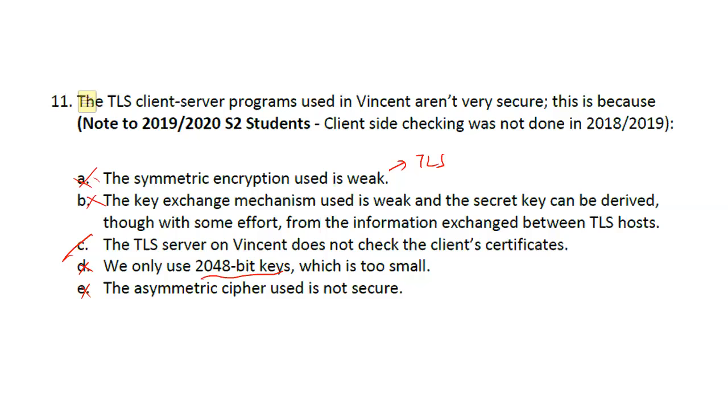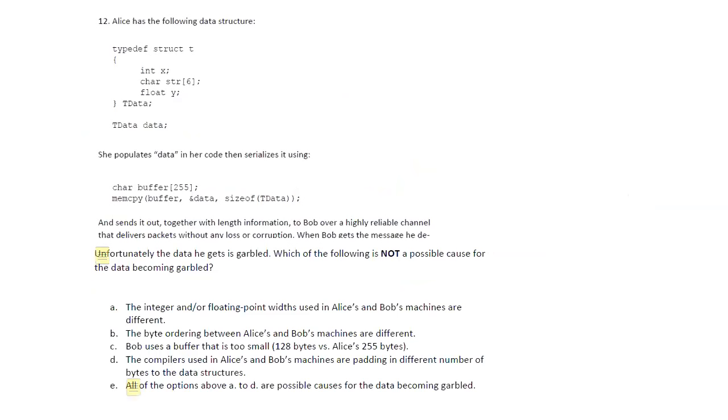Let's go on to question 12. Question 12 is about deserializing and serializing. We have a data structure here, and from this data structure we create a data variable. Then we copy this information to the buffer, and then we send it out. It is given that it is a highly reliable channel without any loss or corruption.